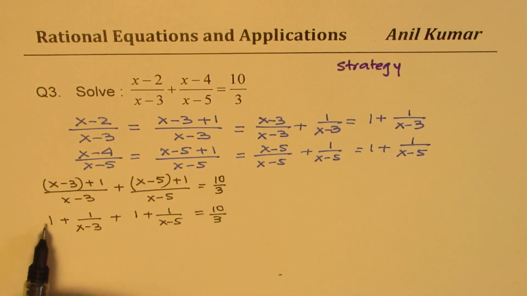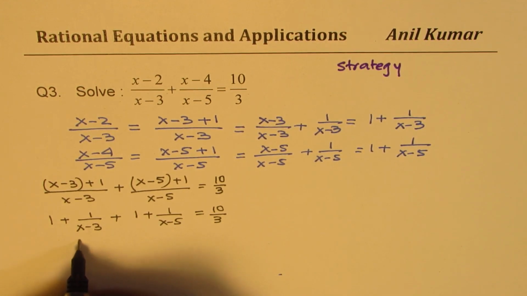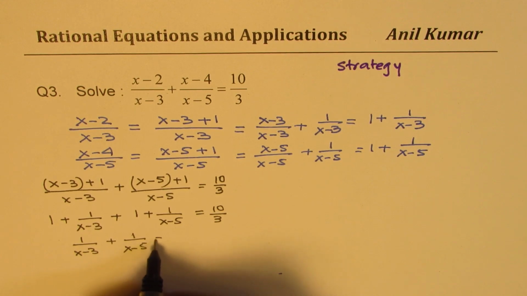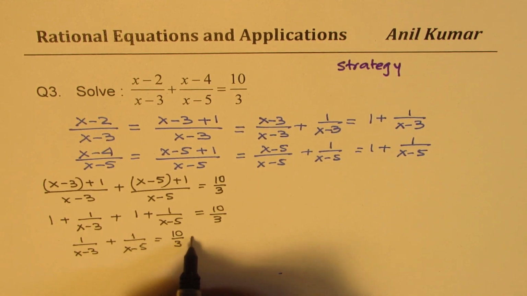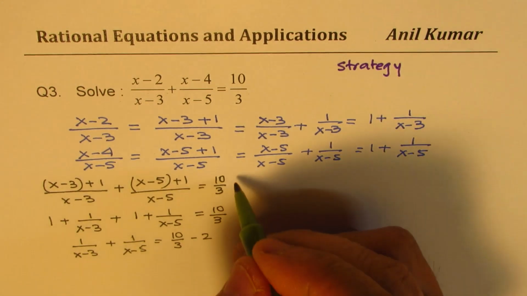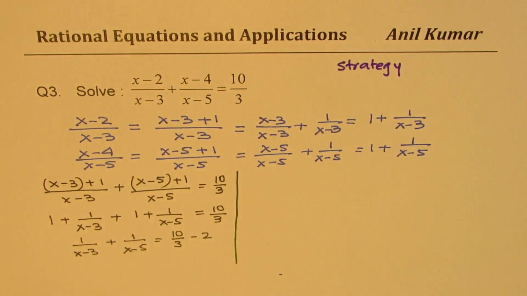Clear? So we get 2 here, and these two fractions are slightly simpler than what we had. So we can write this as 1 over x minus 3 plus 1 over x minus 5 equals 10 over 3 minus 2. Do you see that part? So we simplified this particular expression.